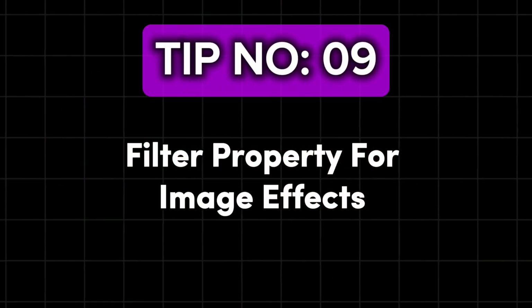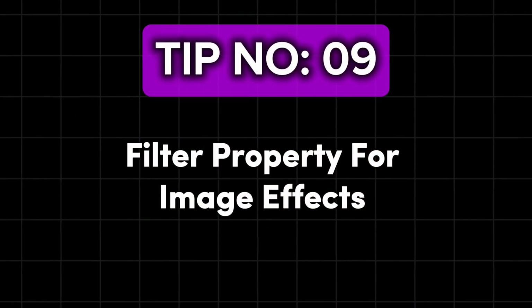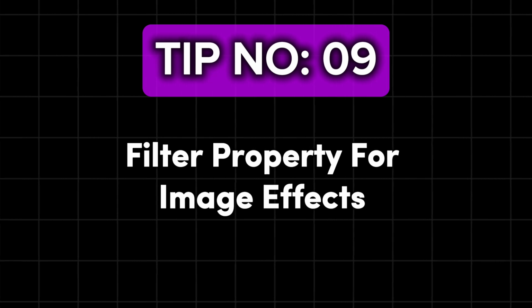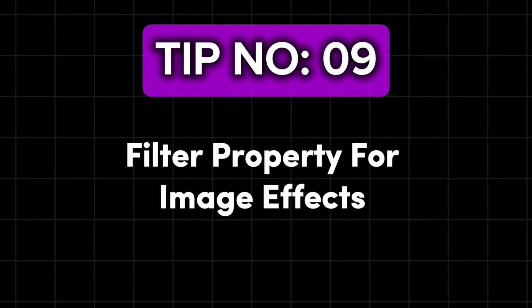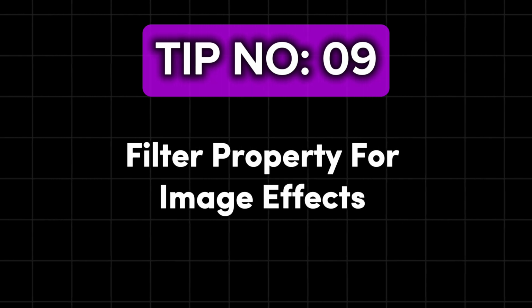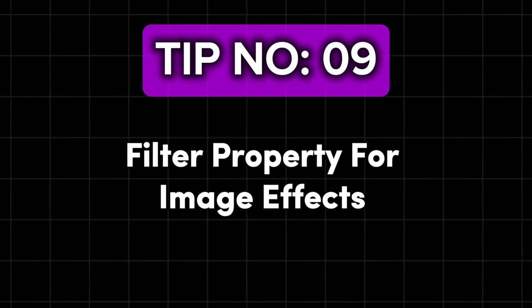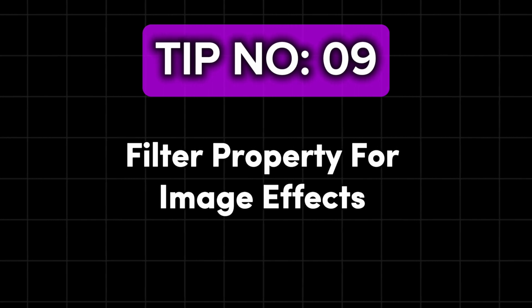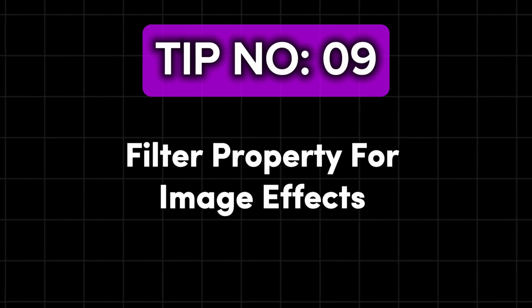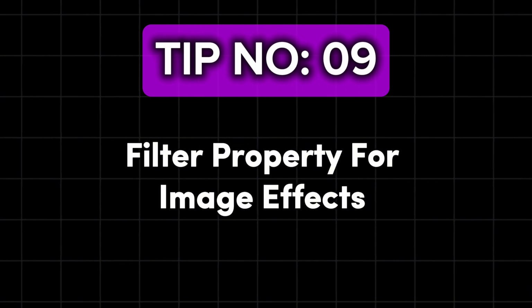Tip number 9. Filter property for image effects. The filter property in CSS lets you apply various visual effects to images. You can use it to add things like blur, brightness, contrast, and more. This is useful for enhancing images without needing extra graphic software. It's a quick way to create stylish effects directly in your CSS.